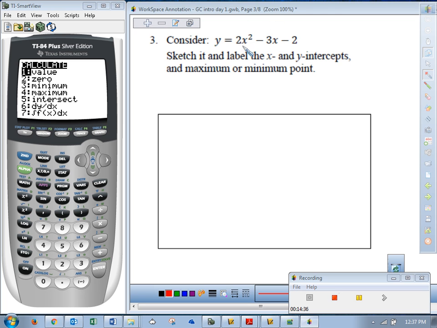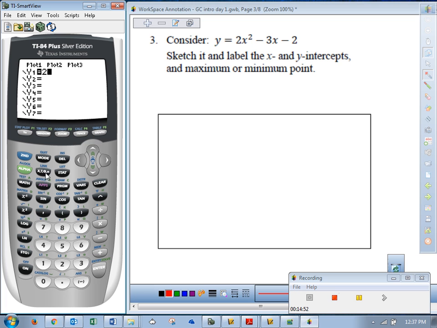Does it open up or does it open down? That opens up because its a value is positive. So let's go to our calculator and let's type them in. Go back to y equals. And then instead of trying to type over the top of that stuff, which can get you in some trouble because it gets weird, just clear it out by hitting the clear button. So your cursor's in there, just hit clear, and it'll take that entire old equation away. And you just type what you see.